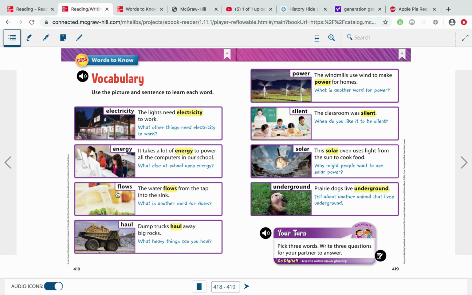This next word is flows. For example, the water flows from the tap into the sink. Flows, just like water can flow in the ocean.